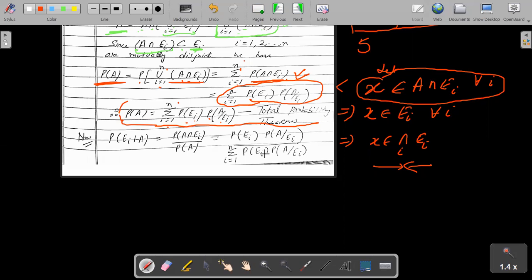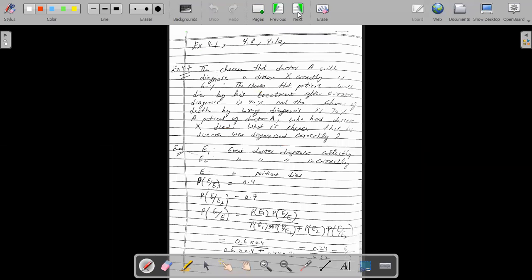और डिनोमिनेटर में न्यूमिनेटर का समेशन है. So डिनोमिनेटर में it's summation i is from 1 to n probability of Ei into probability of A mod Ei, और न्यूमिनेटर में it is only probability of Ei into probability of A mod Ei. Only one term is there. Denominator में we have the sum of all the terms.